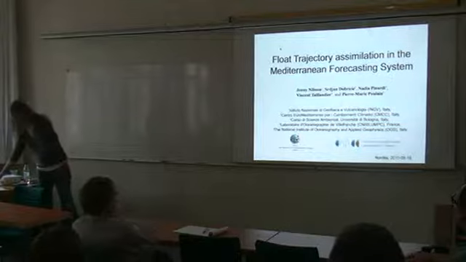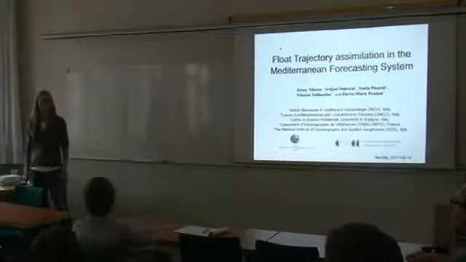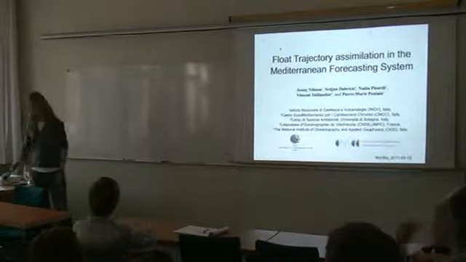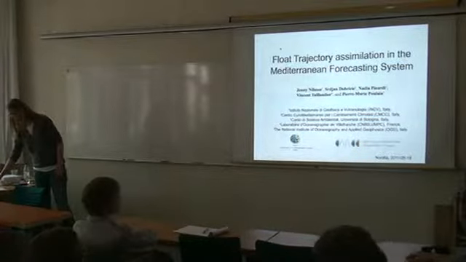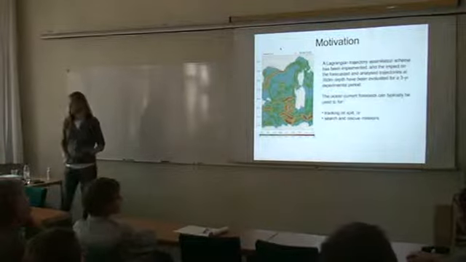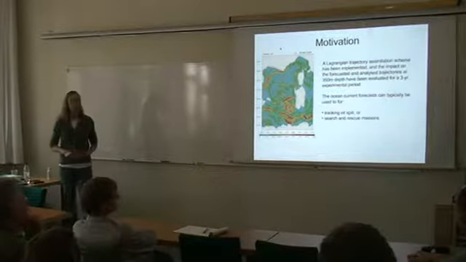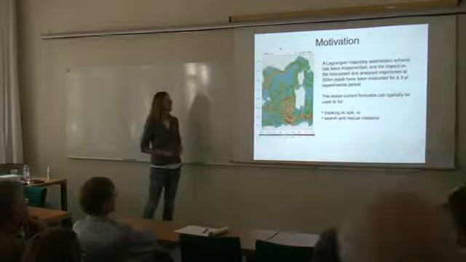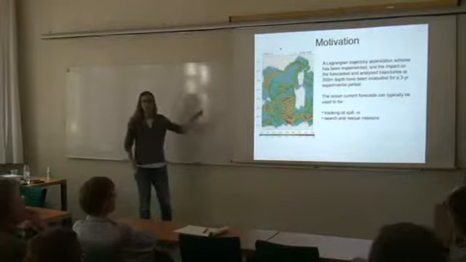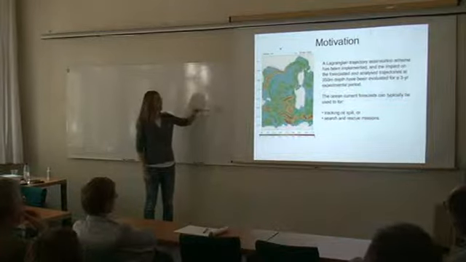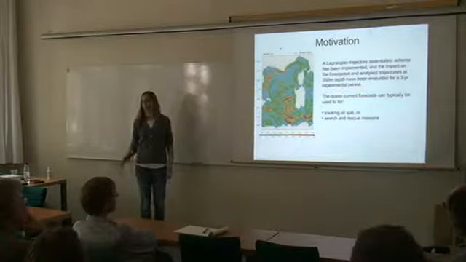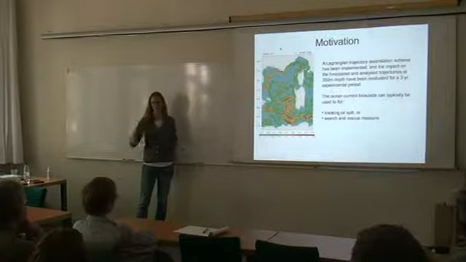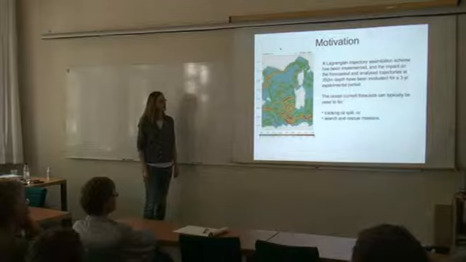So we have done some experiments on assimilating Lagrangian data in a numerical ocean model. For this we have been using trajectories from Argo floats. I will give you more details about their characteristics later. But basically they are floats that drift at 350 meters depth, which is the typical depth of the Levantine Intermediate Waters, which are crucial for the overturning in the Mediterranean Sea.